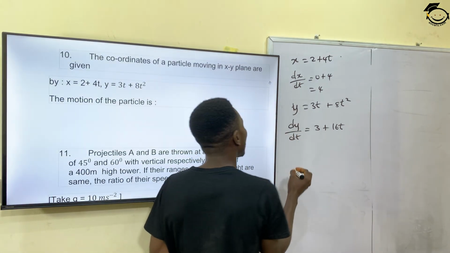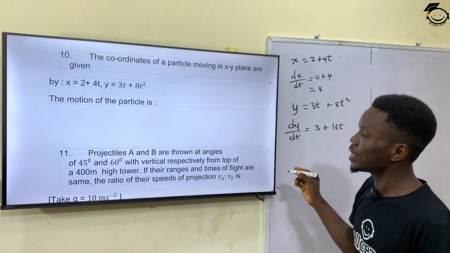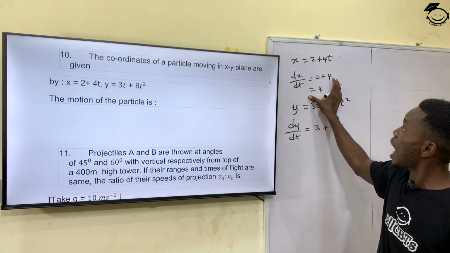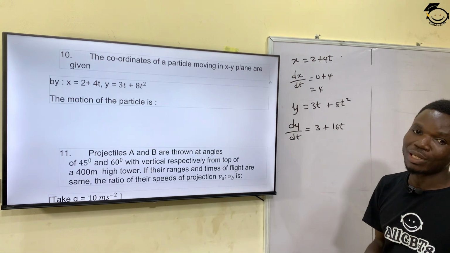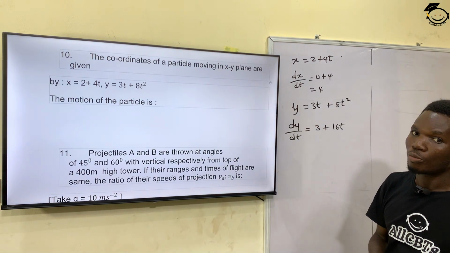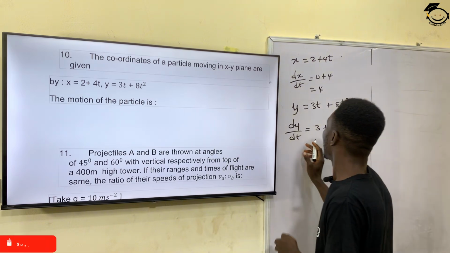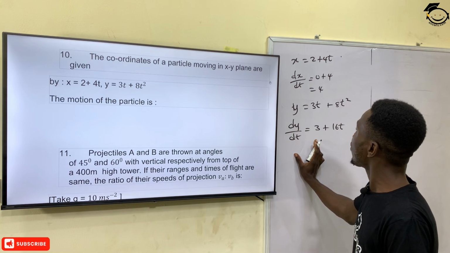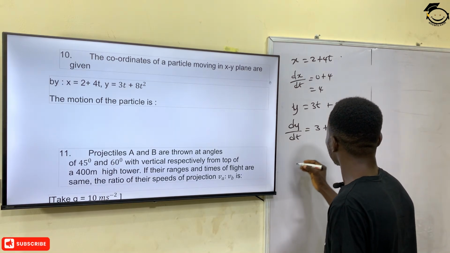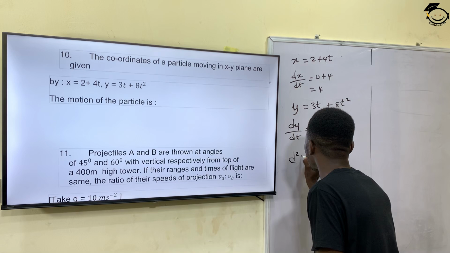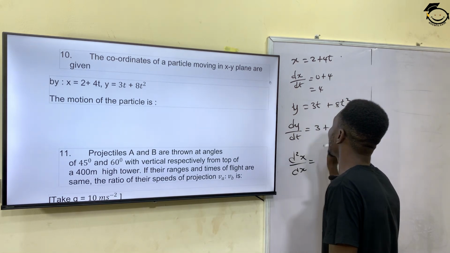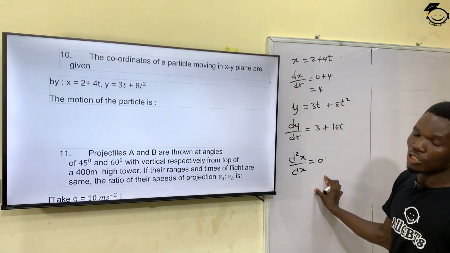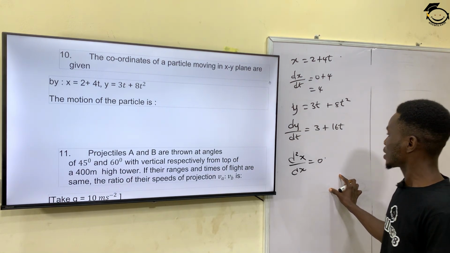So if you want to find if this particle accelerates, it means we have to differentiate our velocity to get whether this particle is accelerating or moving linearly or not. So all we have to do here is differentiate what we have for our velocity. If we differentiate this, I'll be having d square x dt. So if I differentiate 4, I'm going to get 0, which means that this particle is not accelerating on the x axis.